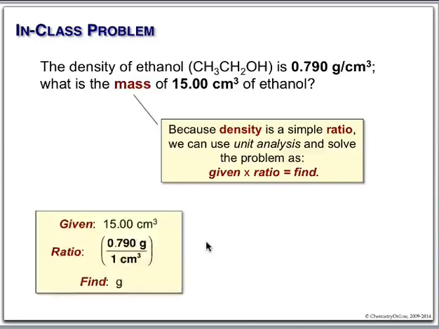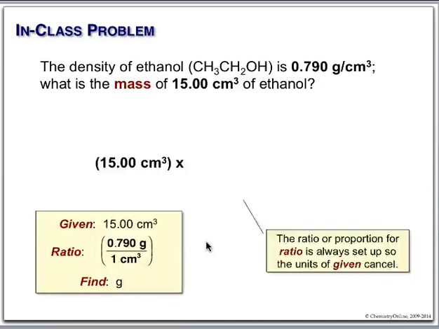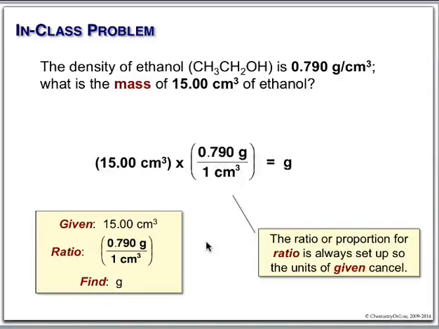So here we convert this or simply rewrite it as a simple ratio. Now we want given, we want cubic centimeters in our denominator. Our cubic centimeters are going to cancel. Do our simple math, 15 times 0.79, 11.8 grams. We have three significant figures here, four significant figures here. We have to round this to three significant figures.